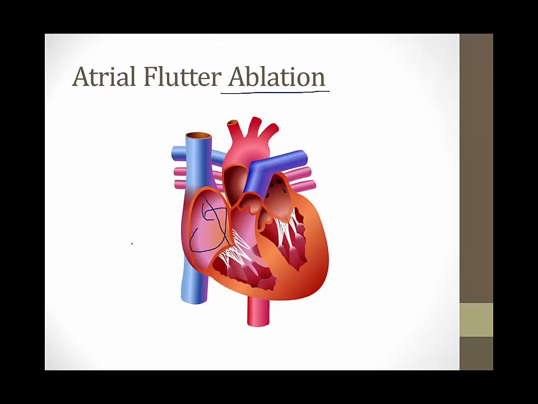This is a far more straightforward procedure than an atrial fibrillation ablation. Don't confuse the two. An atrial fibrillation ablation involves the pulmonary veins, it's very complex, and it has a limited success rate. An atrial flutter ablation is a much simpler procedure and it has a much higher success rate. In many cases, it eliminates the arrhythmia. And that concludes our module on atrial fibrillation and flutter.